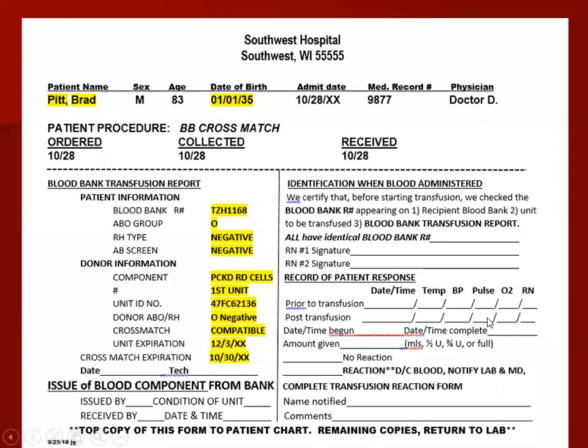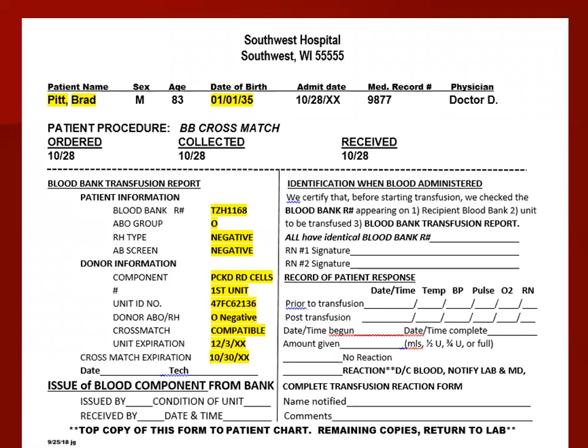Now, when we do our double checks, we need to be looking at the name, the date of birth, and the blood bank number, such as TZH1168, on their wristband. We're comparing their name, date of birth, and that blood bank number on their wristband to that blood and to our piece of paper that you see here. We're looking at our ABO group, which is O, our Rh type, which is negative, the antibody screening, which is negative. And then we're looking at that donor information.